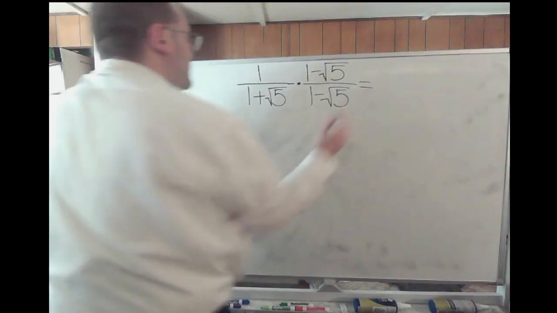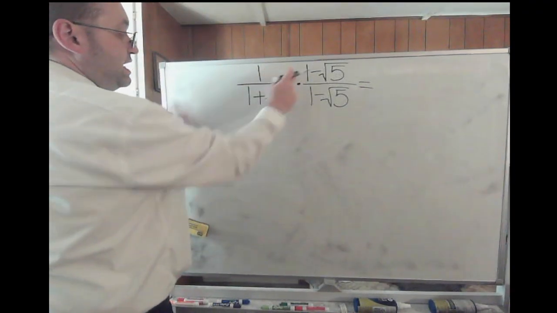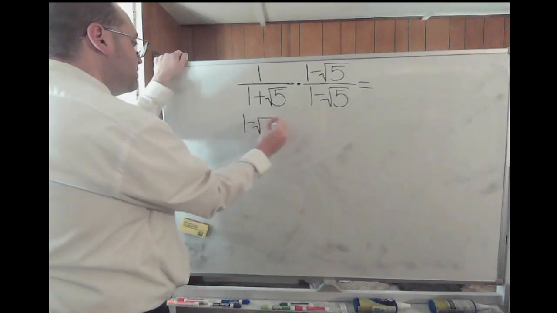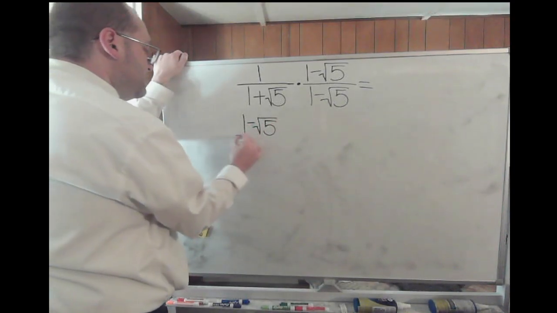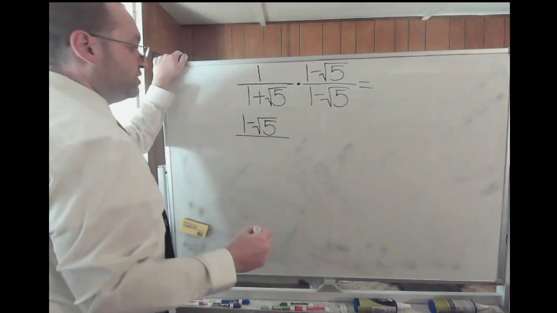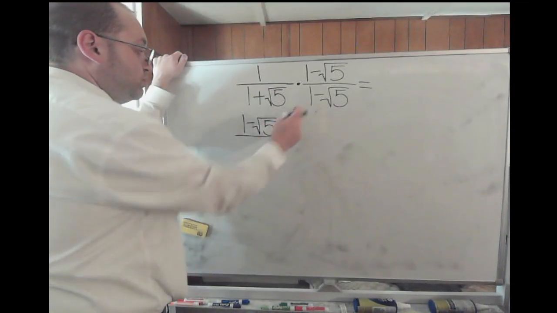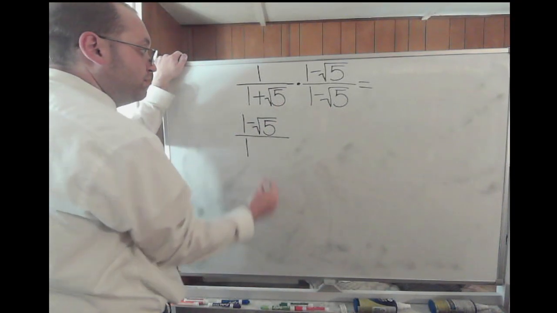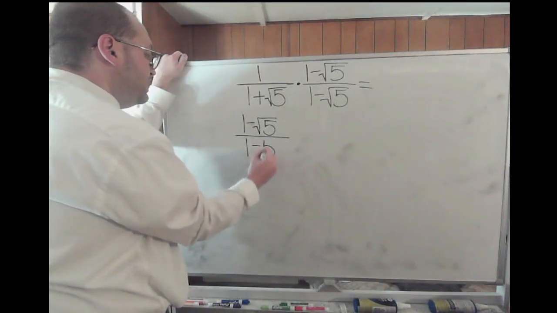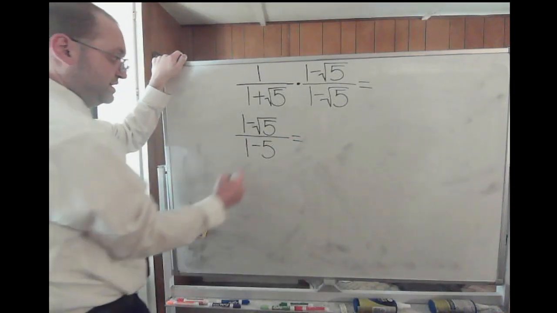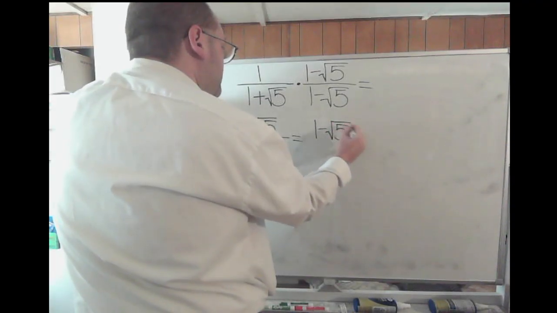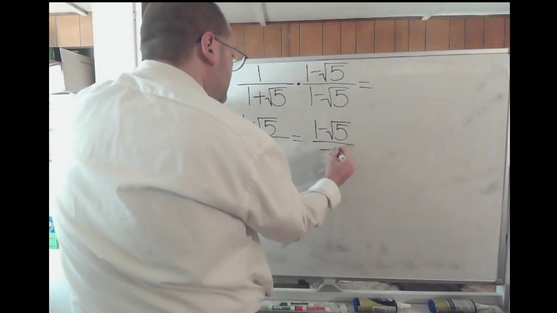So we're doing that now. In the numerator, you have 1 times the quantity of 1 minus the square root of 5, so you'll get 1 minus the square root of 5 in the numerator. The denominator is where it gets interesting. 1 times 1 is 1. Then square root of 5 times negative square root of 5 would be minus 5. Which means this is going to equal 1 minus the square root of 5 over negative 4.